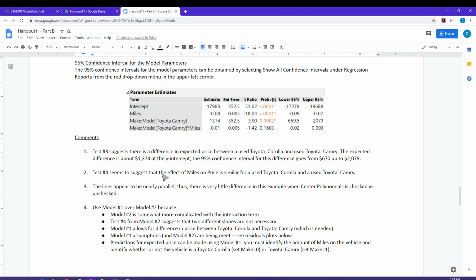Test number 4 seems to suggest that the effect of miles on price is similar for both types of vehicles. This confidence interval here does capture 0. The upper endpoint slides a little bit above 0 there. So 0 is a likely value for that parameter, so I cannot say that there's a difference between those. The p-value here is 0.16.